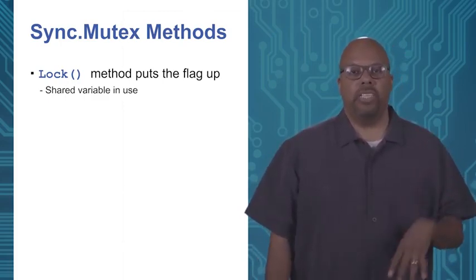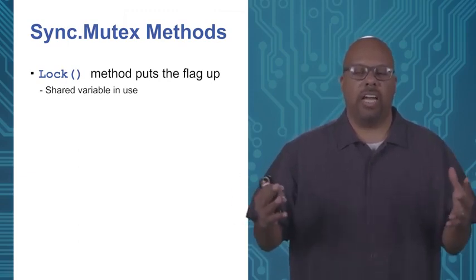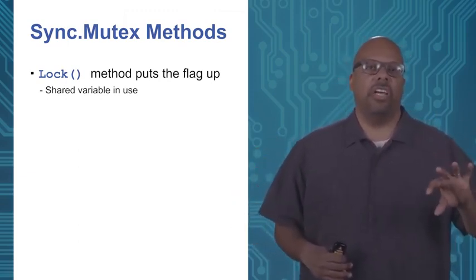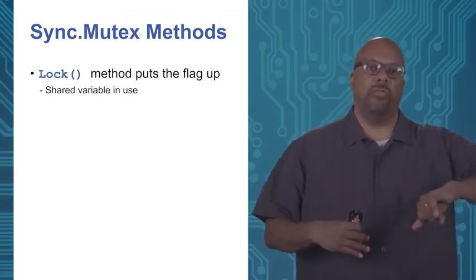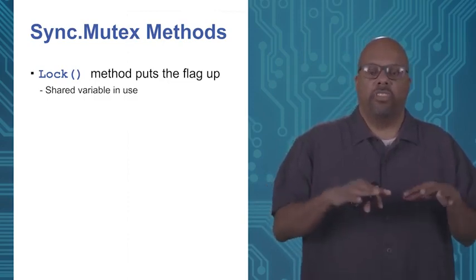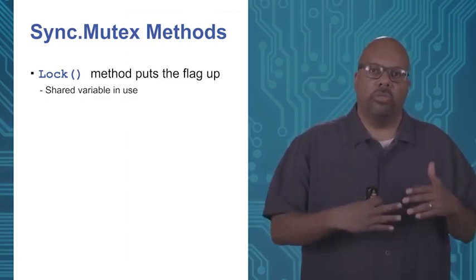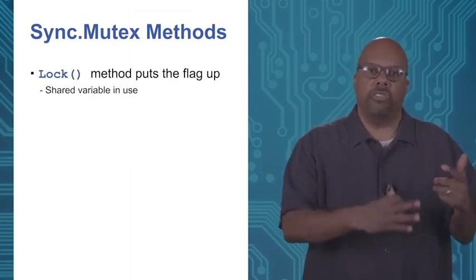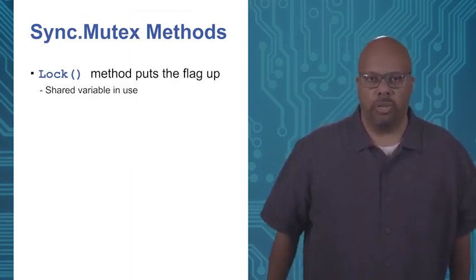And what will happen is, if no one has the lock, meaning no goroutines are using the shared data, then that first call to Lock will proceed. It'll put the flag up, meaning set some binary value from 0 to 1 internally, and then it will continue, right? So it will not block. The code will execute in that mutually exclusive region, and it'll access the shared variable.